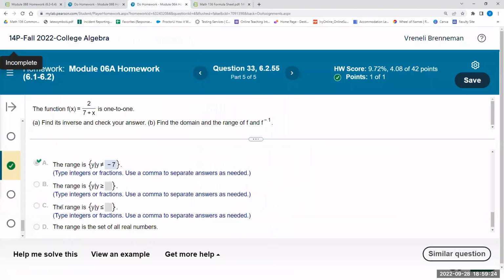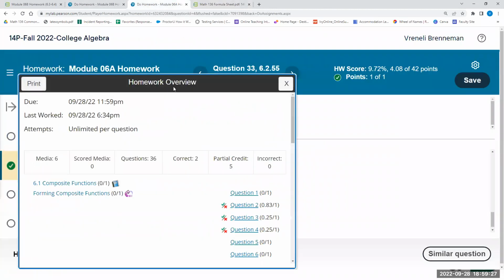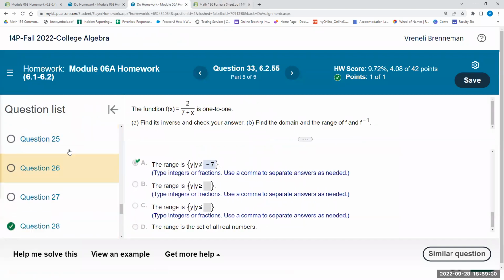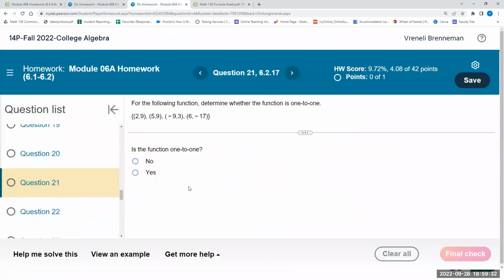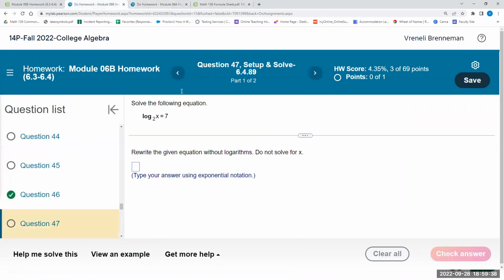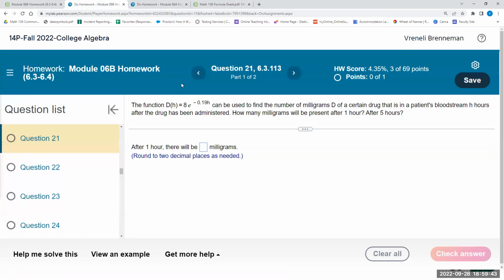All right, so back to the homework. I'm going to look at number 21. Oh, that's 6A. All right. 6B, number 21. So just doing a calculation. So if I'm plugging in 5 hours into this, so H represents the number of hours. So I'm plugging in 5 for H. So I need to calculate 8e to the negative 0.19 times 5.